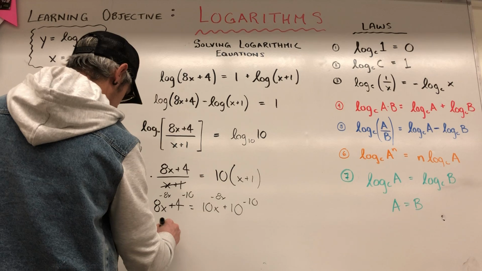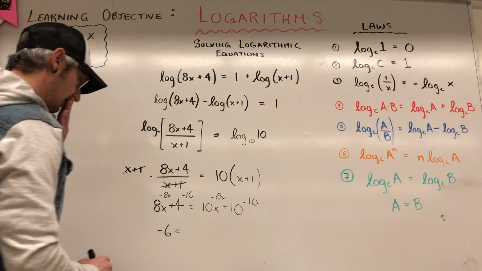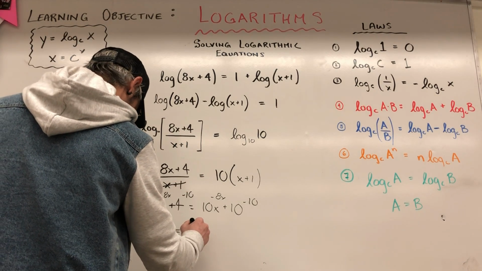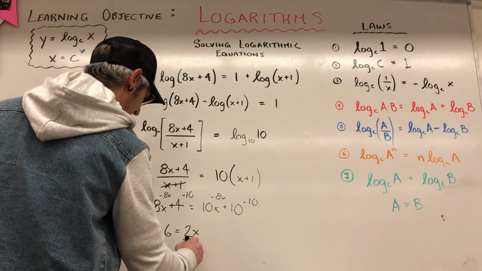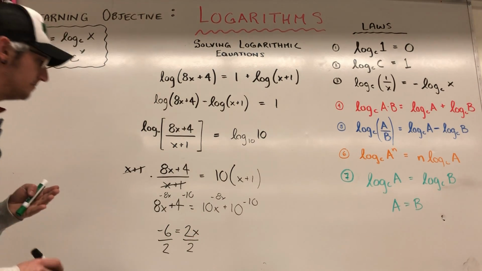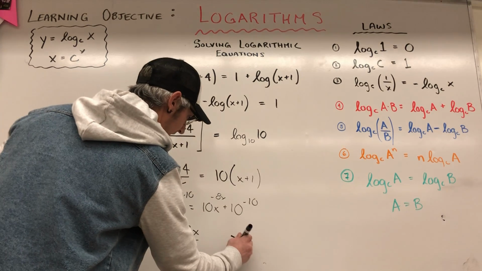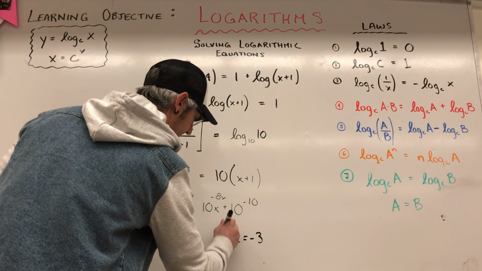Then I get negative 6 is equal to 2x. And then I divide by 2. And I get x is equal to negative 3.